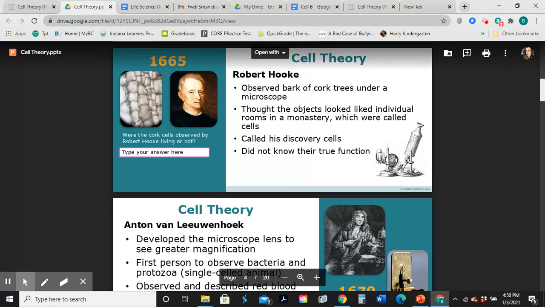Robert Hooke observed the bark of cork trees under a microscope. He thought that the objects looked like individual rooms in a monastery, which were called cells. He called his discovery cells. He did not know their true function. Were the cork cells observed by Robert Hooke living or not living? This is what you're going to answer right here.